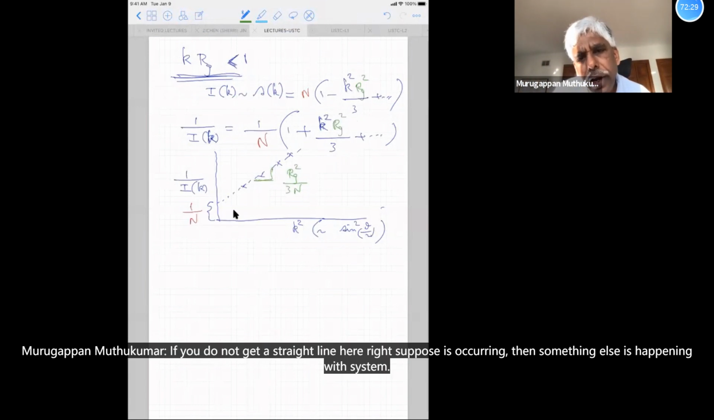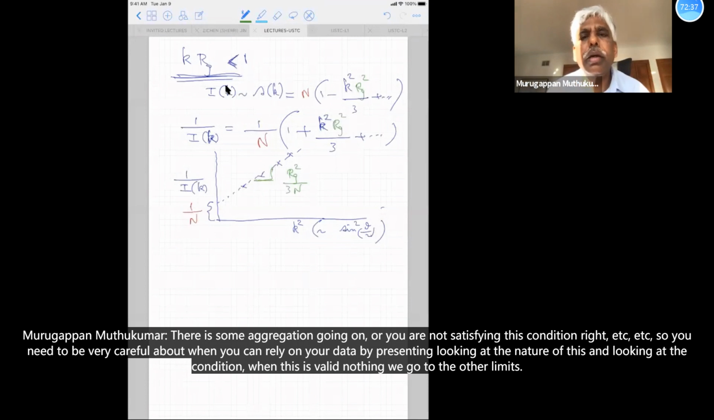If you do not get a straight line here, right? Suppose there's a curving, then something else is happening in your system. There is some aggregation going on, or you are not satisfying this condition, etc. So you need to be very careful about when you can rely on your data by precisely looking at the nature of this and looking at the condition when this is valid.